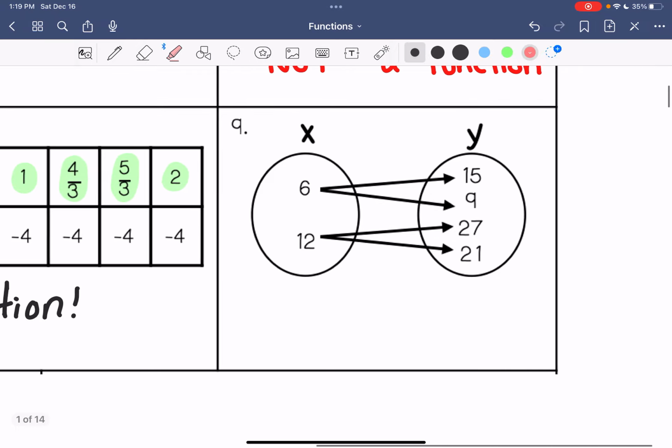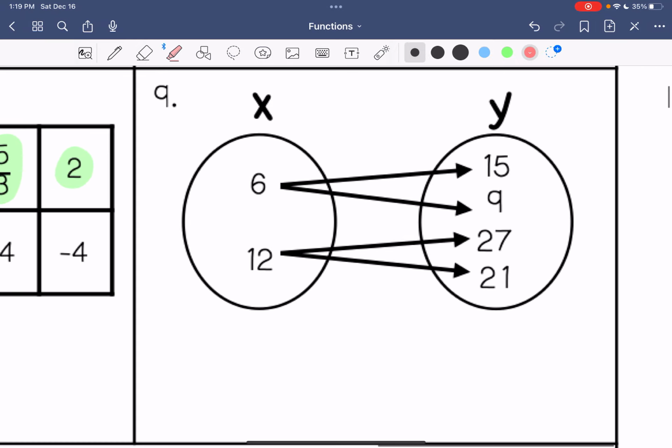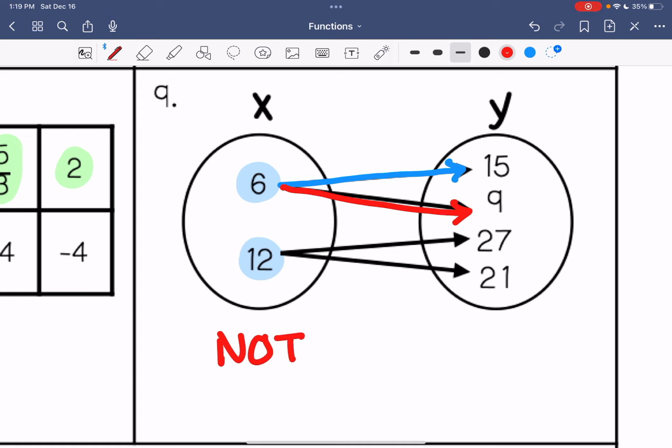Okay, and the last example is a mapping diagram. So to see if your x values are repeating here, you're going to take a look at those arrows coming off of it, check our x values, and in this case, for these x values, we see two separate arrows coming off of it. So each of those x values is getting used 2 times, so it is not a function.